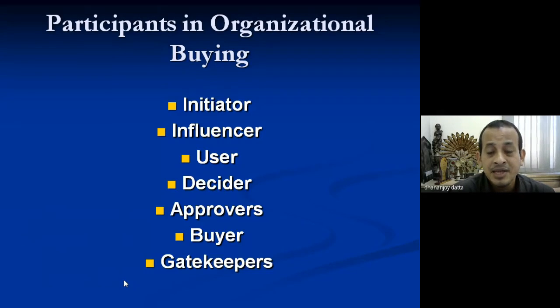Then the influencer is the person or department who influences the buying process. Here, HR, purchase, or production department employees may be the influencers. Then the user. The users are the person or department who use the product. So if the accounts department recommended software to purchase, in that case the accounts department will be the user.